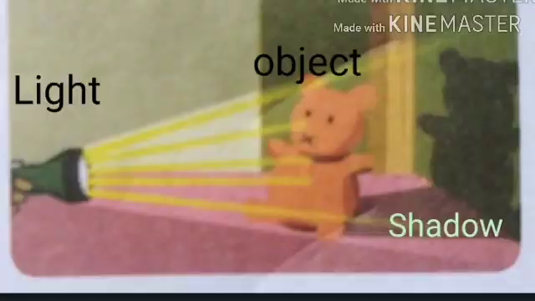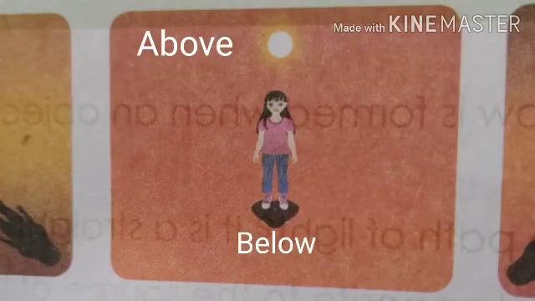Children, if you stand outdoors in the sun, on which side is your shadow formed? Have you noticed? Yes, it is on the side opposite to the sun. If the sun is on our left, the shadow will be on our right side. If the light is in front of the object, shadow is formed behind the object. If it is above us, our shadow will be below us. What do we feel when we stand in the shadow of a tree or a building?